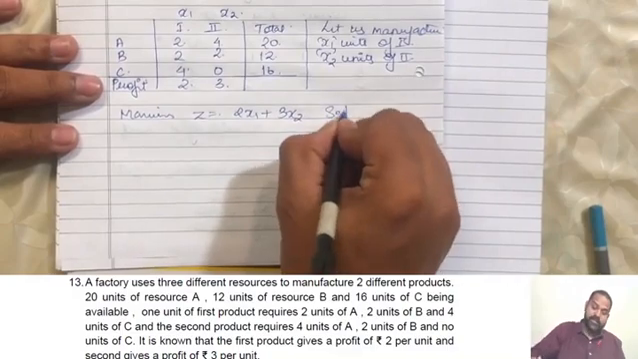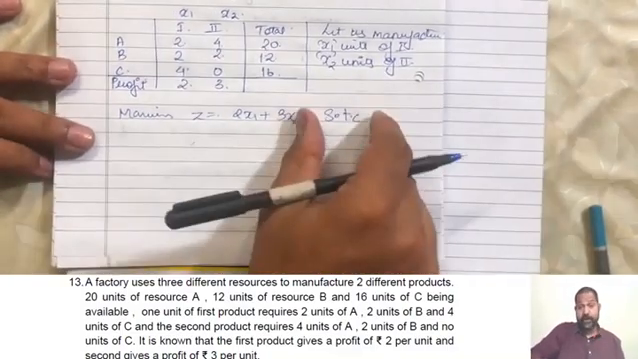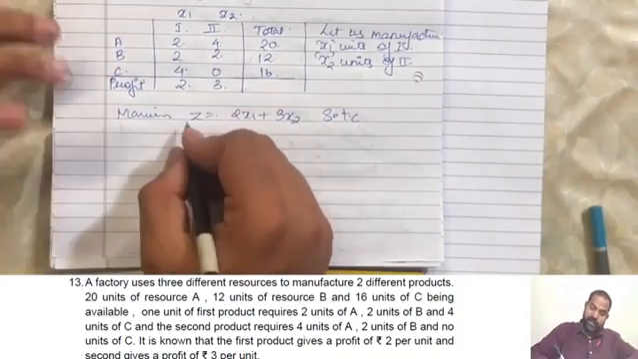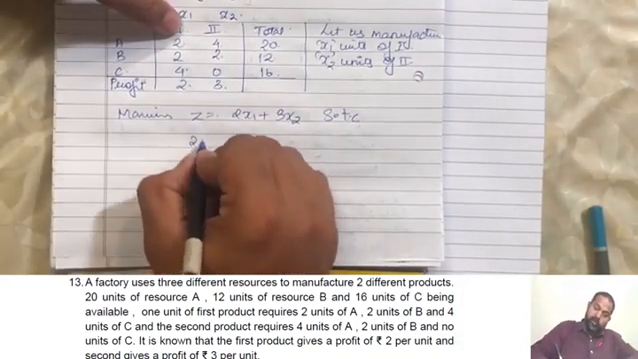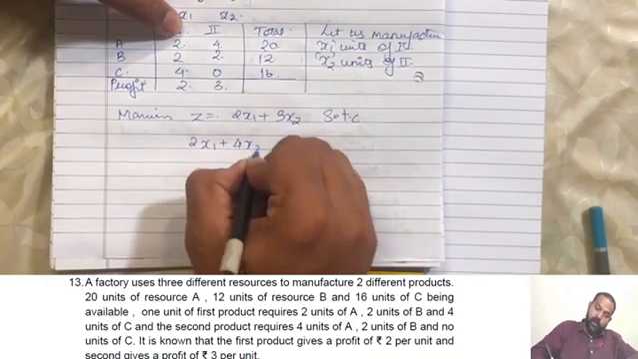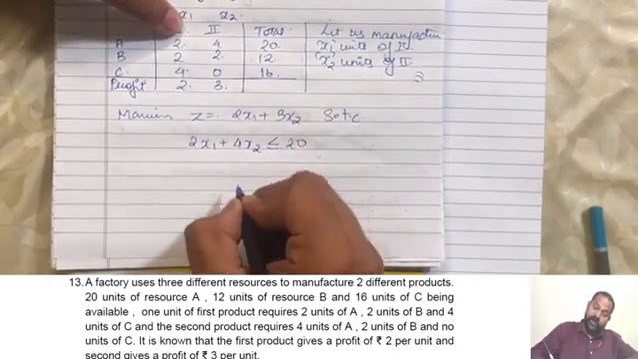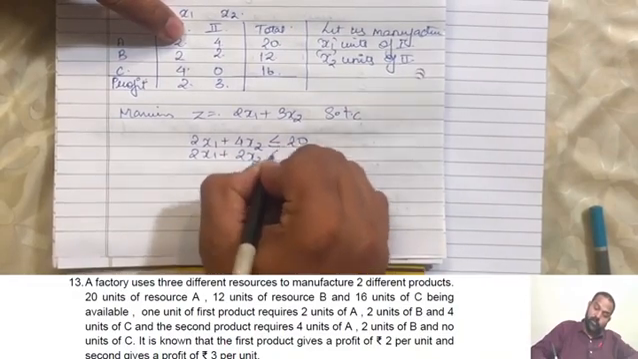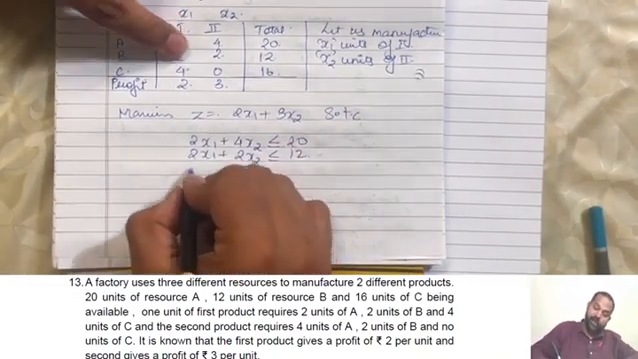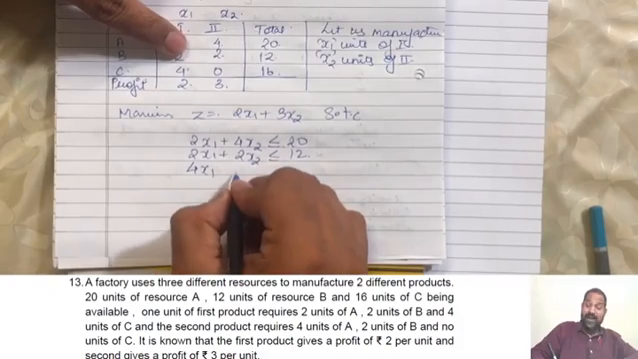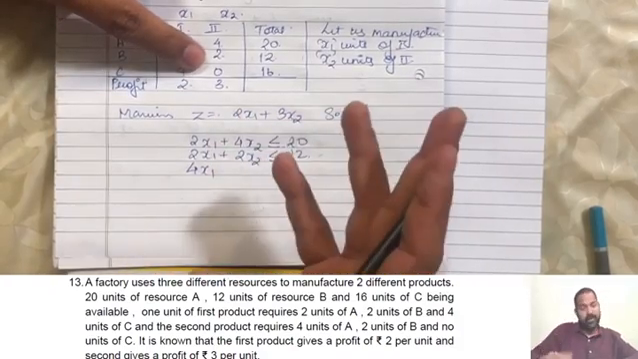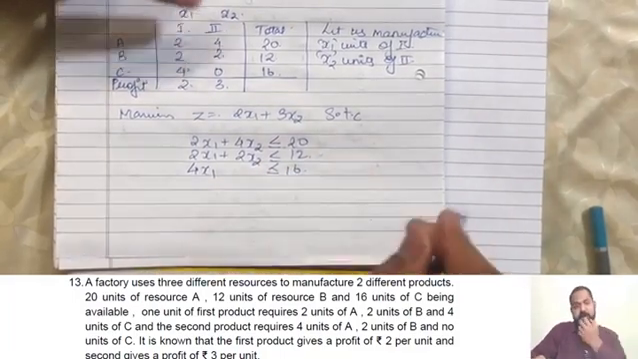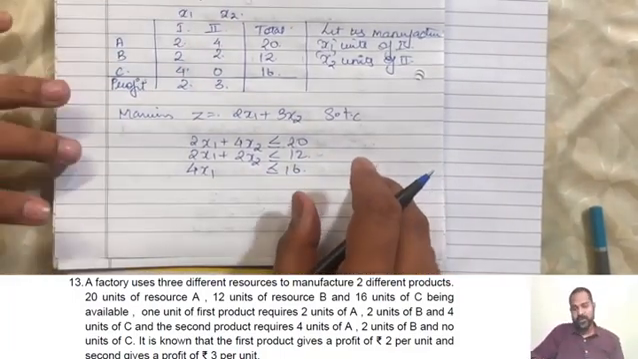But this maximization is subject to constraints. Write it in total, subject to 3 constraints. And what are the constraints? Constraint number 1: 2 times x1 plus 4 times x2, total available is 20, so it should be less than or equal to 20. 2 times x1 plus 2 times x2 should be less than or equal to 12. 4 times x1 plus 0 times x2, but 0x2 is nothing, so you can just write it as less than or equal to 16. So 4x1 is less than or equal to 16.